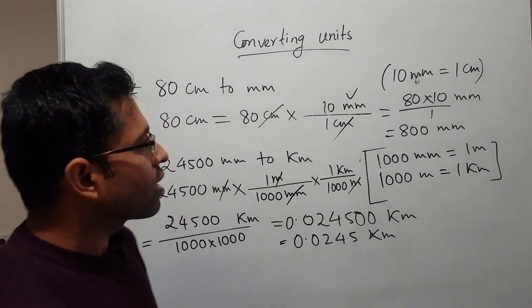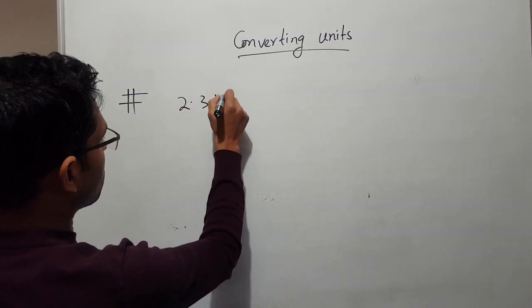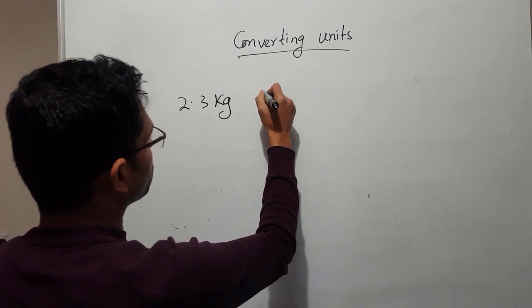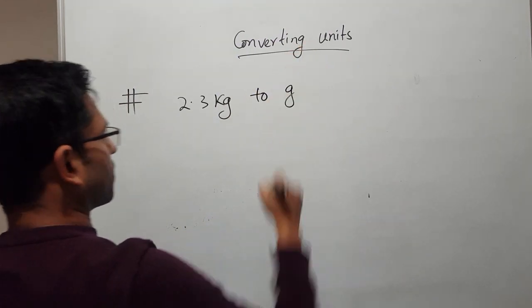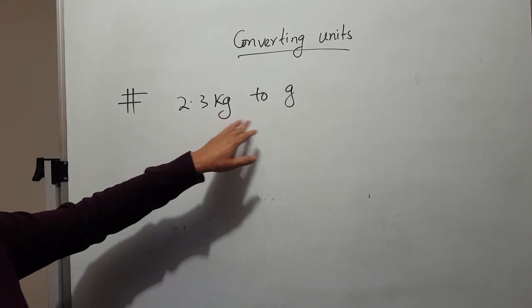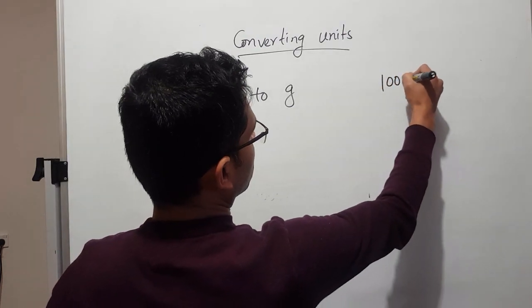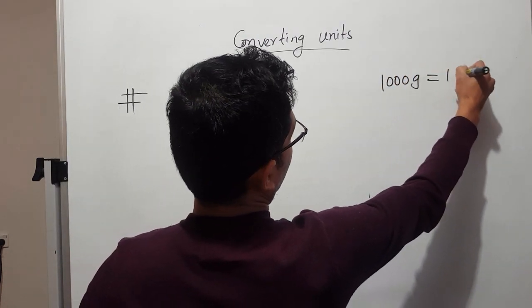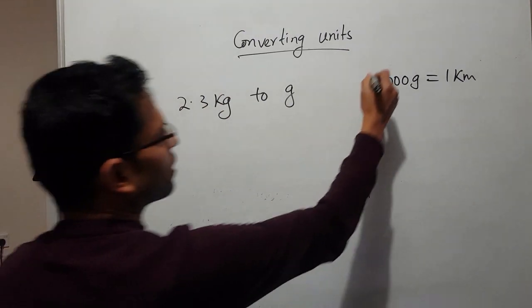Let's have a look at another example. 2.3 kilogram, and I am asking to convert to maybe gram. Okay. So first we need to know what is the conversion factor between kilogram and gram. So 1000 gram equal to 1 kilogram. So that we can put as a side note.